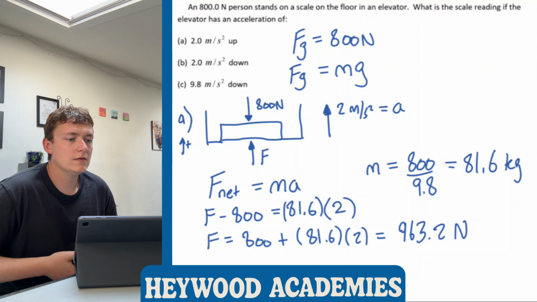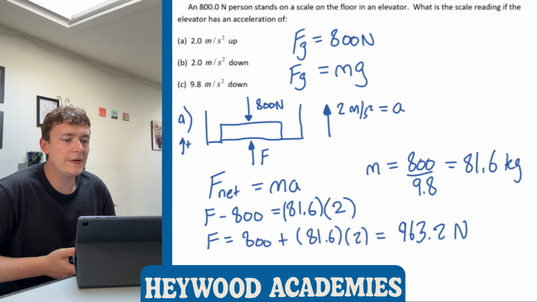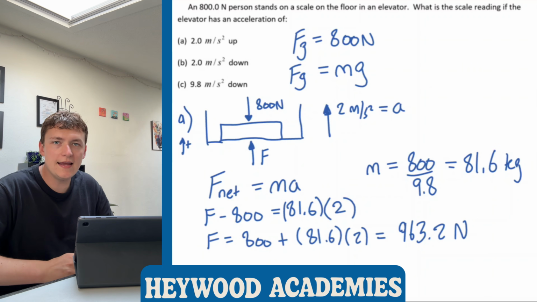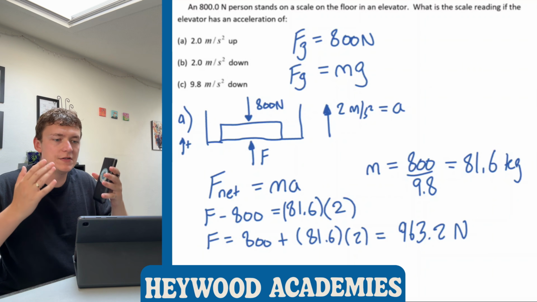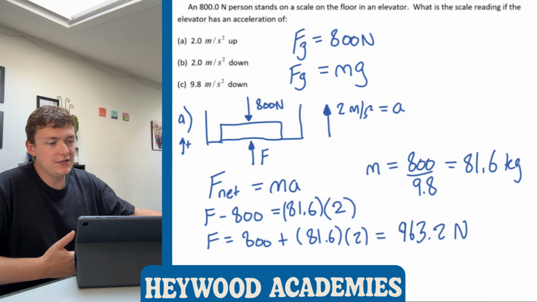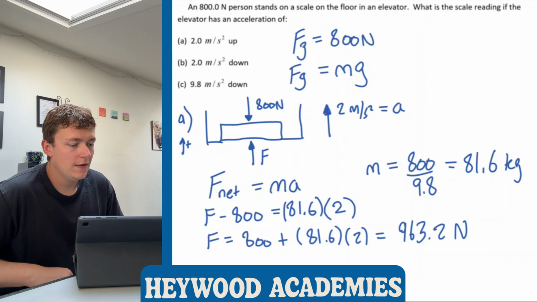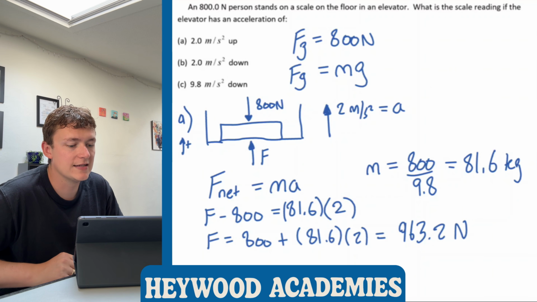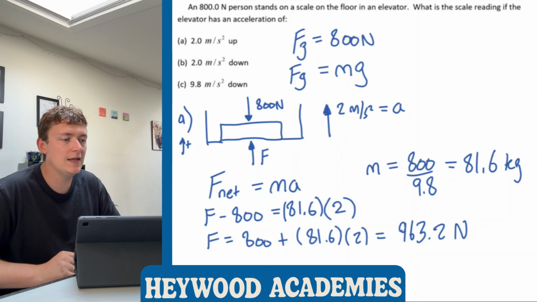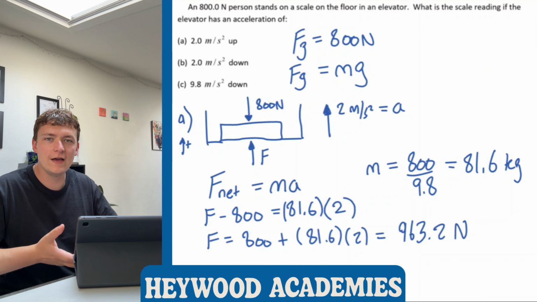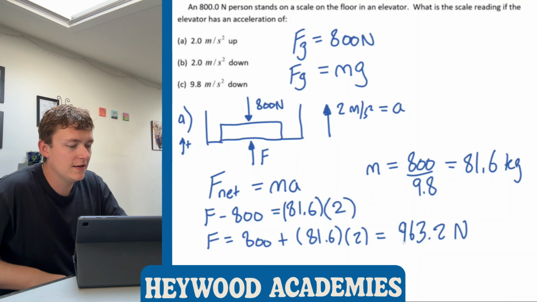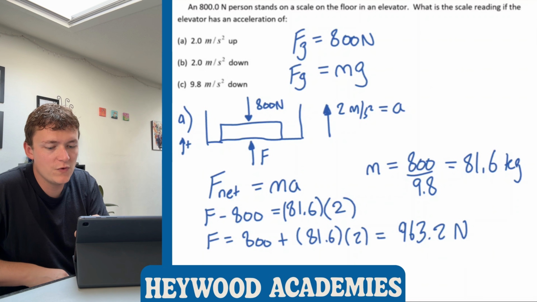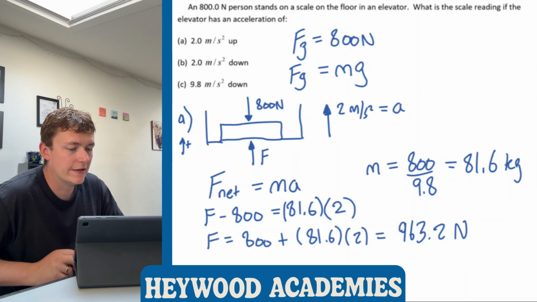The way you kind of picture this physically is imagine that you're standing in an elevator and the elevator is going up and it's accelerating when it's going up. Then it's going to feel like the scale has more weight on it than it does because of that acceleration. So you can kind of feel it in your feet when the elevator accelerates quickly. That's this number here. It's more than what your normal weight is because you're accelerating up.